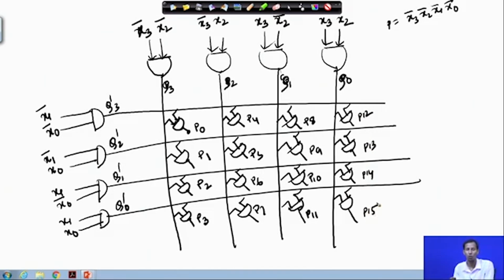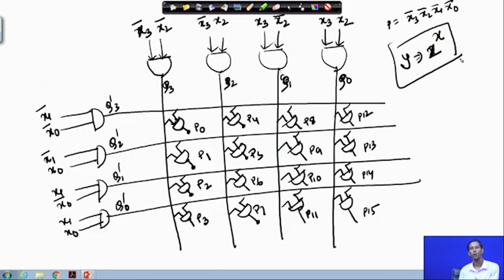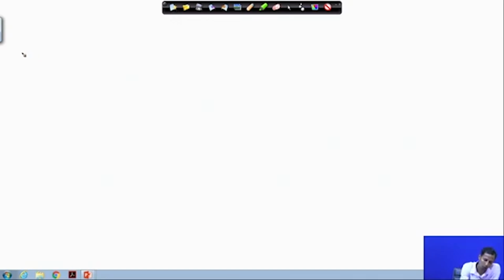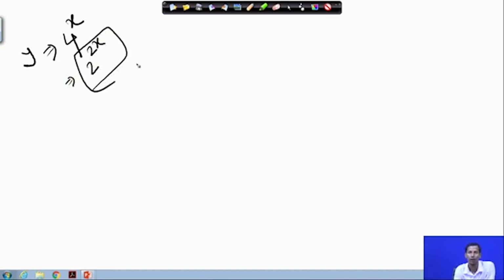That means, now if I just draw this particular function, that means if I implement this particular function, I can get the function implementation of y equals 2 to the power of x. Okay. So, this is the circuit for implementing 2 to the power x. Now, next if I want a function which is 4 to the power x, or 2 of 2 to the power x, at that time how can I do that?